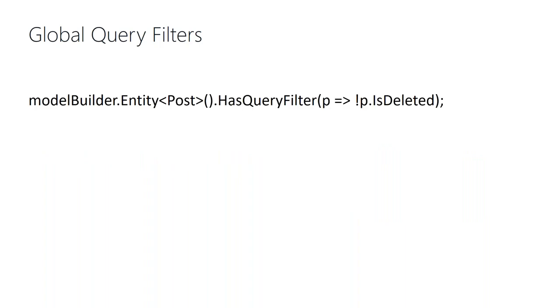Thanks. So now we have global query filters. So this is kind of an interesting, I like this new feature. So let's take a look at it. When we're building out our model for our Entity Framework DbContext, we can actually explicitly say in here, I'm gonna add my entity of type post. So think of this as a blog, and then we have blog posts.